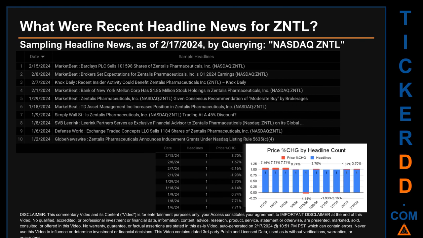What were recent headline news for ZNTL? Today, Saturday, February 17, 2024, I sampled one of our news aggregators for latest headlines for this ticker. I did so by searching specifically by a keyword that may appear, broadly, in the title or the body of discoverable news articles. The keyword that I used was a combination of the exchange and the ticker symbol, NASDAQ: ZNTL. The results show 10 unique headlines, published evenly across 10 unique dates.